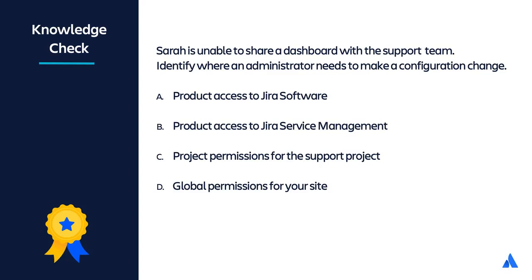Sarah is unable to share a dashboard with the support team. Identify the permission change that must be updated from the options shown. A. Update her product access to include Jira software. B. Update her product access to include Jira Service Management. C. Update the support project permissions. Or D. Update the global permissions for your site.